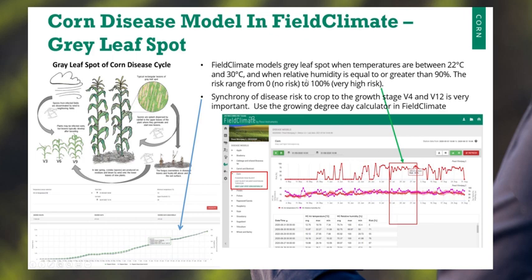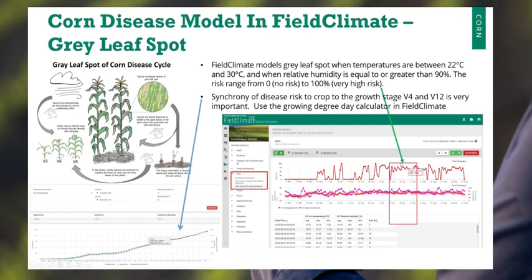So we see in FieldClimate that we model this based off temperatures 22 to 30 degrees Celsius and humidity greater than 90%. And the risk will range from 0, being nothing, to 100%. And it's your comfortability of which risk you want to assume. Do you assume a 60% risk or 80 or 100%, and the length of risk where I will make an application.